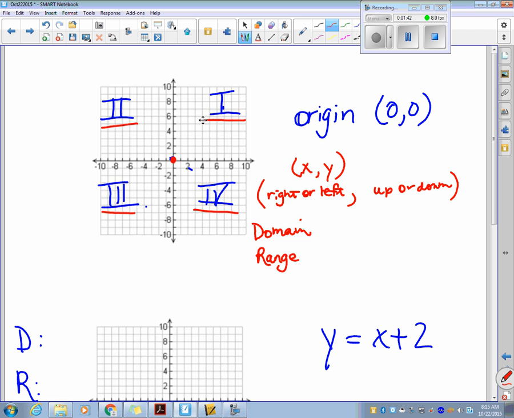Okay, domain and range. The range is what y is. So this is the set of inputs or first coordinates. And this is the set of outputs or second coordinates, right? The domain and the range.